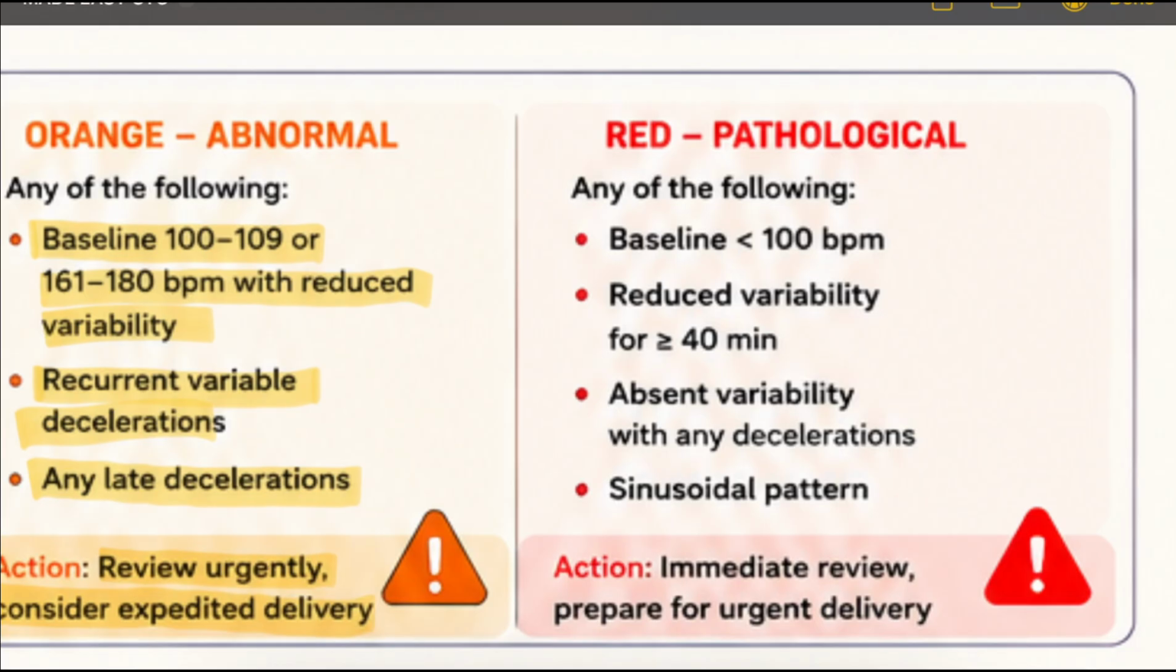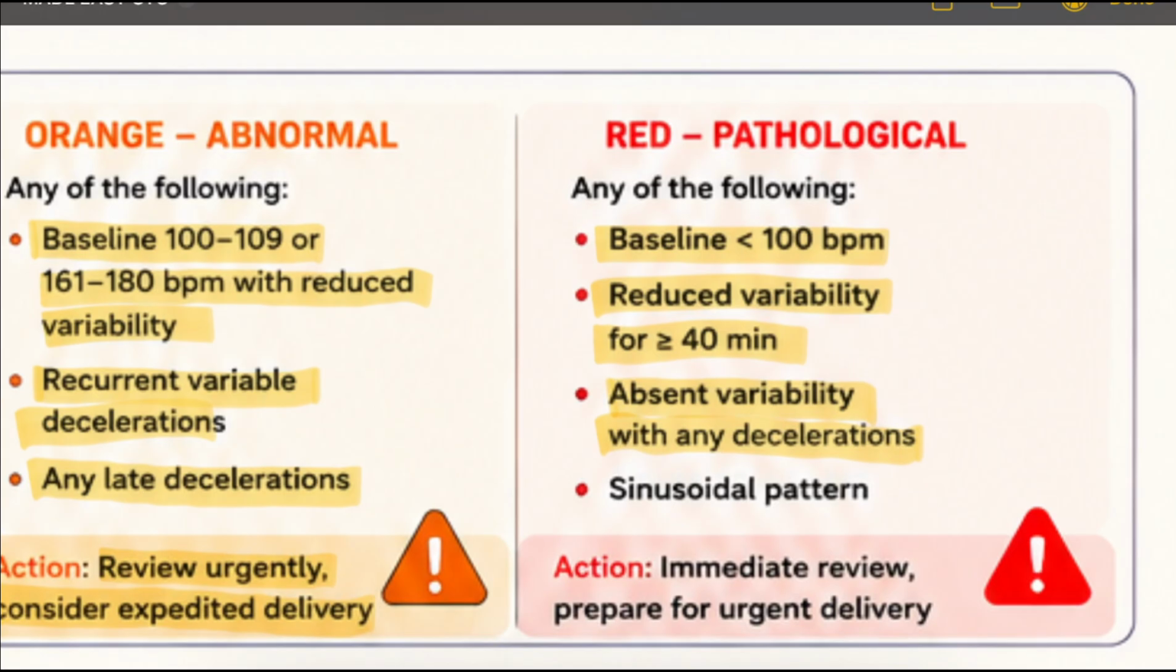So at last we have category 3, that is pathological. In pathological, the CTG will be such that we have to take immediate action, and we have to prepare for emergency delivery, like an emergency cesarean. So here you can see the baseline will be less than 100 beats per minute, and reduced variability, or absent variability for greater than or equal to 40 minutes, and we can say absent variability with any deceleration. Any decelerations means maybe recurrent late deceleration or recurrent variable deceleration, we can see.